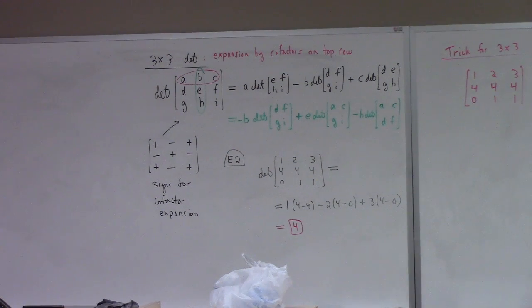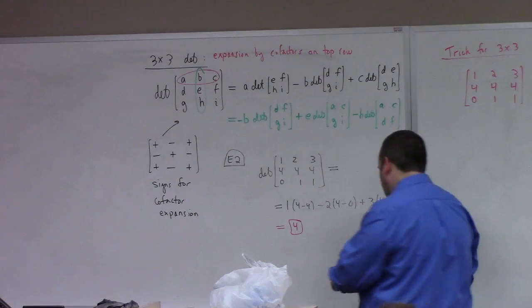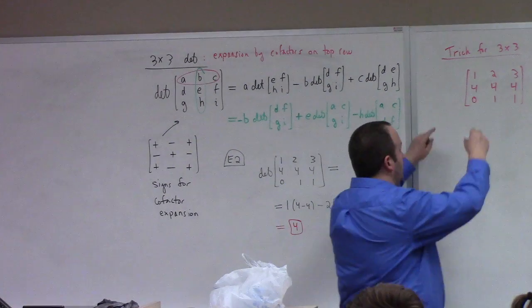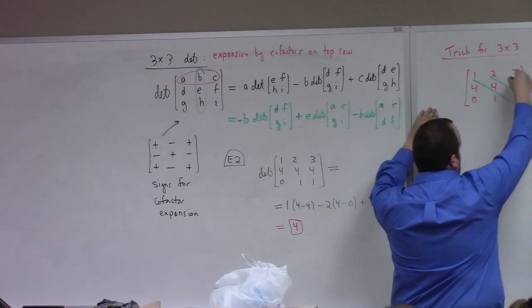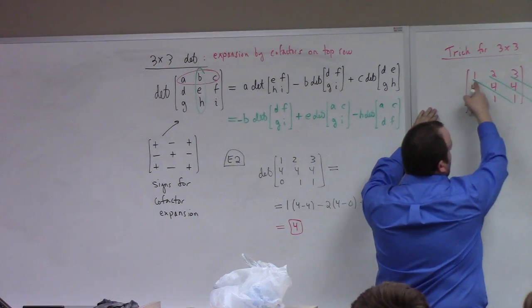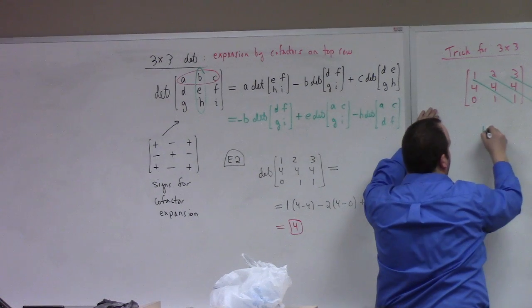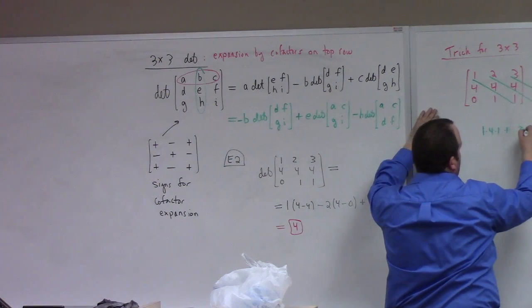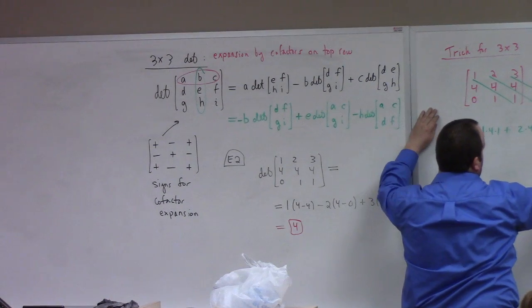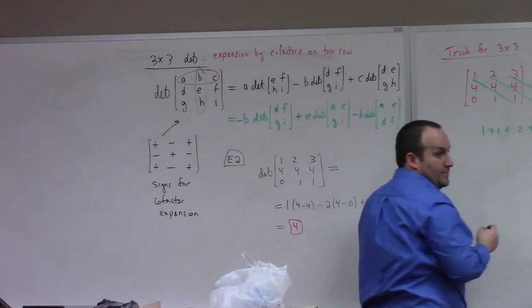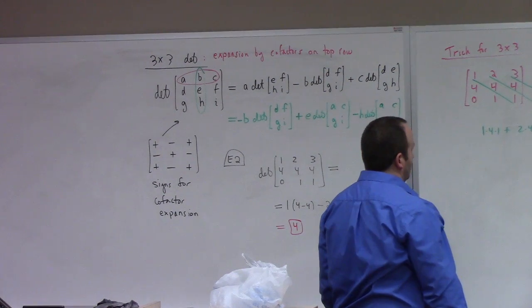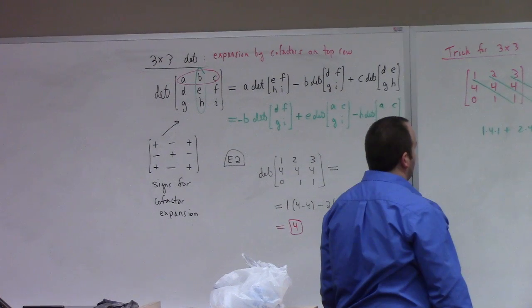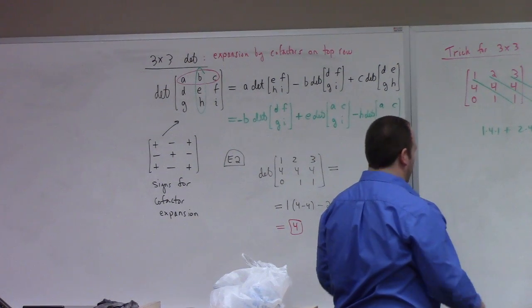All right. And so the way it works is you do like this, and like this, and like this. That gives me 1 times 4 times 1, plus 2 times 4 times 0, plus 3 times 4 times 1. Pluses on these, wait a minute. Are those the minuses? Those are the pluses, okay.